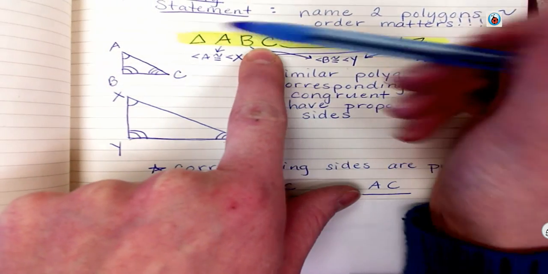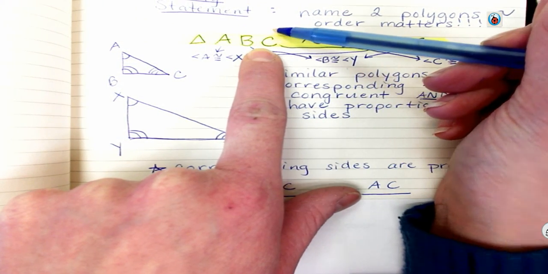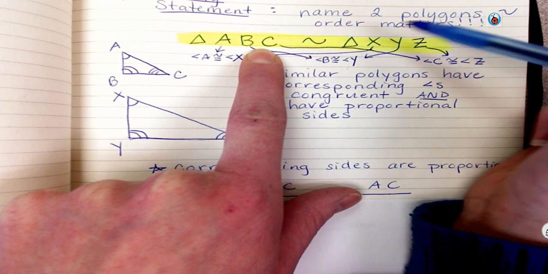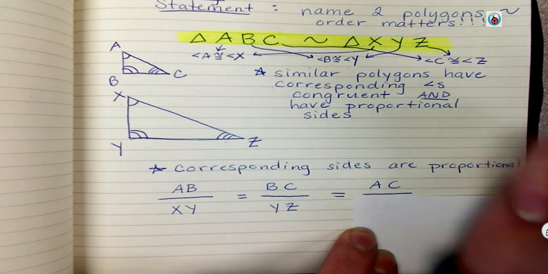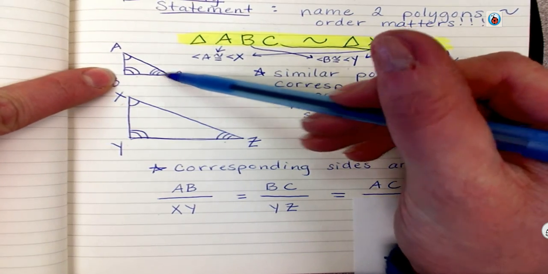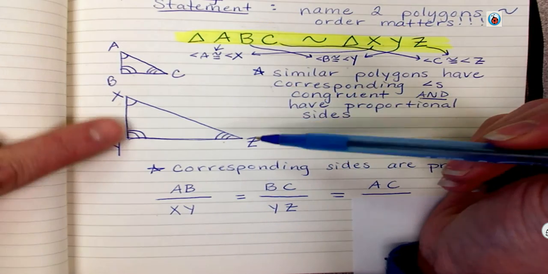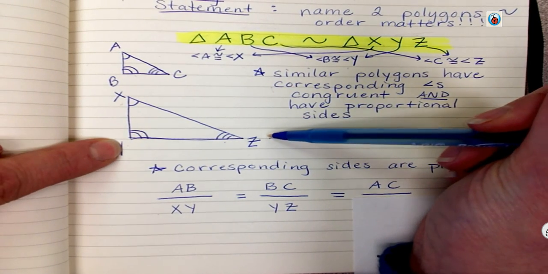Then for BC, those are written second, so BC should match with YZ. So here we have BC and YZ. And if I go back, I see BC is between the double and the triple tick mark angles. YZ is between the double and triple tick mark angles, so those two match up as well.